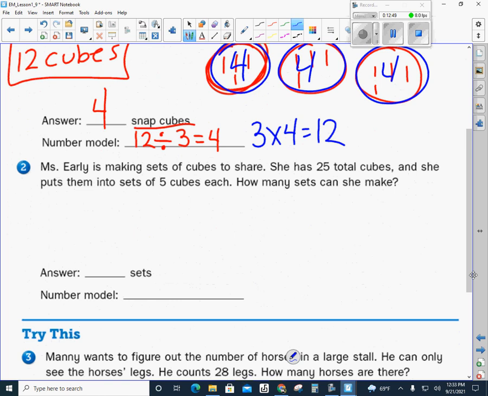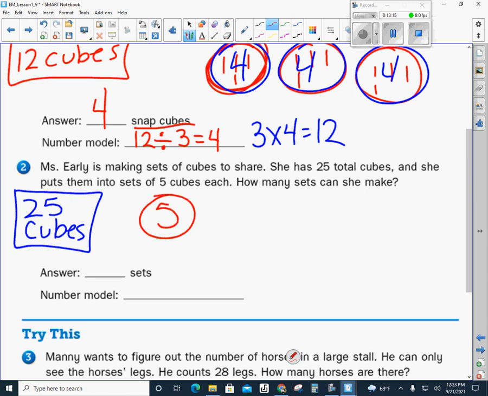Number 2, Miss Early is making sets of cubes to share. She has 25 total cubes, and she puts them into sets of 5 cubes each. How many sets can she make? So again, she's starting out with her total number. She's got 25 cubes, and she puts them into sets of 5. Sets of 5 means, well, there's 5 here. That's a set. And then there's another 5. That's a set. And I have to keep doing that until I run out of 25 cubes. I'm going to have to keep track.